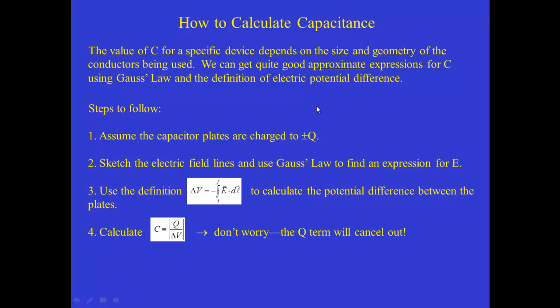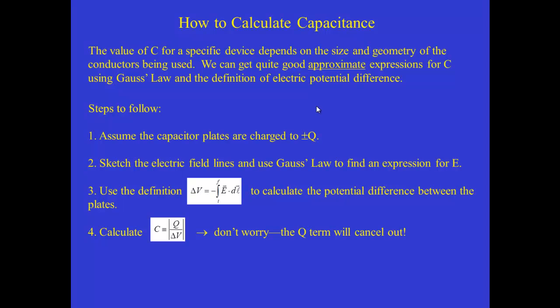Now, how do we calculate capacitance? The specific value that we get for a particular arrangement of conductors depends on the size and the geometry, the arrangement of the conductors that are being used. We can't always calculate exact expressions for the capacitance, but we can usually get good approximations by using Gauss's law and the definition of electric potential difference.